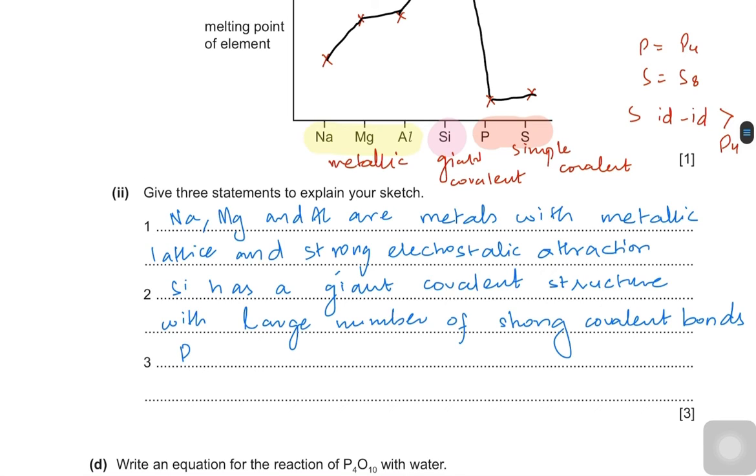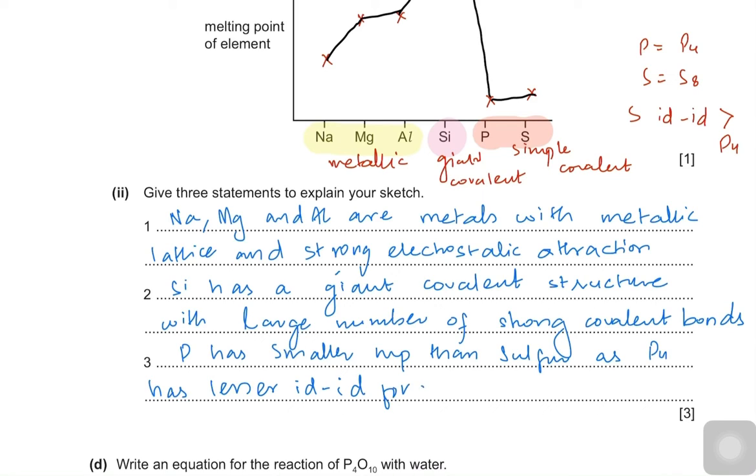I'll just mention why phosphorus and sulfur behave this way. Phosphorus has a smaller melting point than sulfur, as P4 has lesser ID, or you can say London dispersion forces, than S8. And you can explain it even further by saying that P4 has fewer electrons, and that is why the ID forces are smaller.